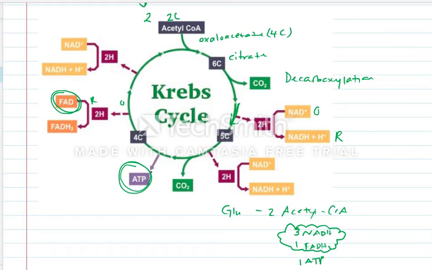out. So ATPs are cash, FADH2 and NADH are our checks. Cash is directly useful, but checks have to go to the bank. The bank is the electron transport chain. Stay tuned for my next video.